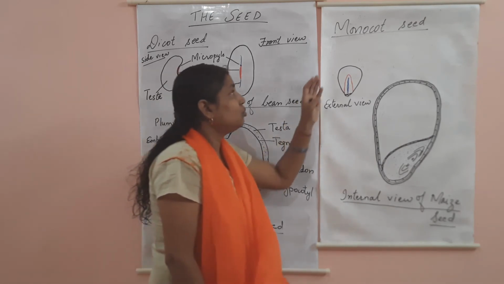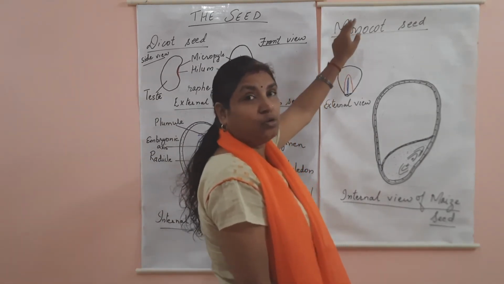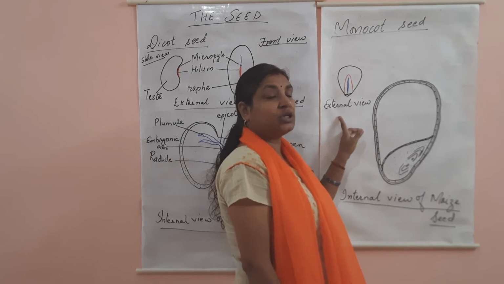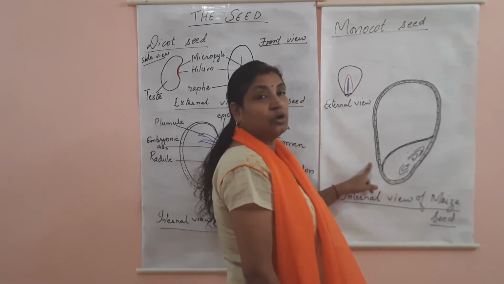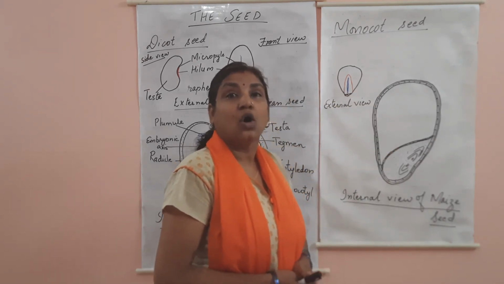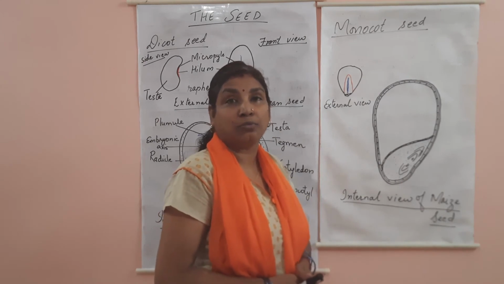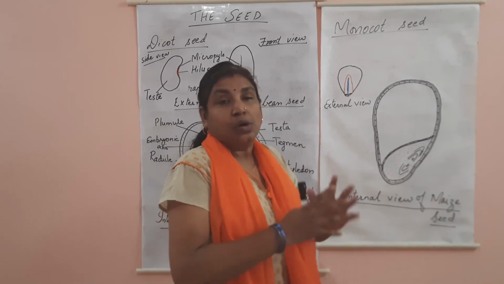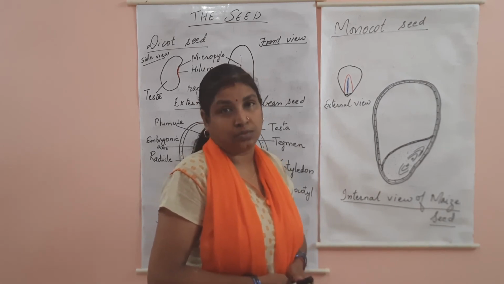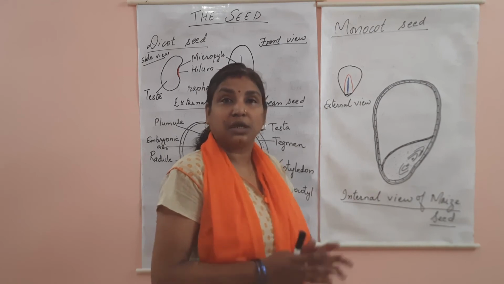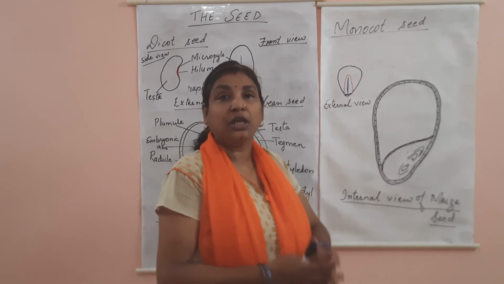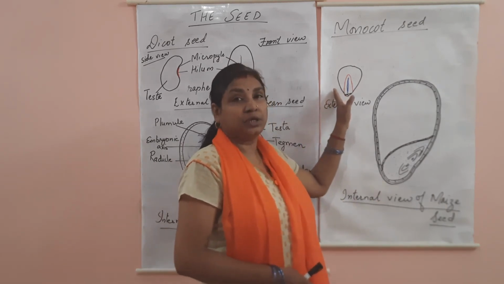Now coming to the monocot seed. The example of a monocot seed is your maize seed. This is your external view of the maize seed and this is an internal view of the maize seed. Externally, if we observe, the maize seed is almost flat, triangular, oblong in structure. The major portion of the maize seed is covered with endosperm and appears yellow in color. At the base, there is a whitish area where your cotyledon and embryo are present.